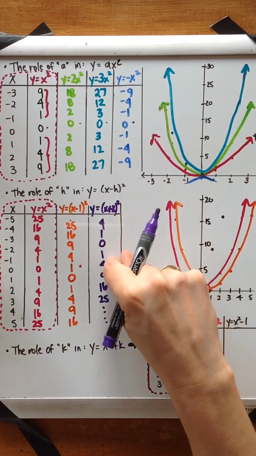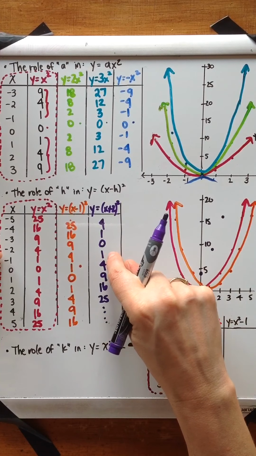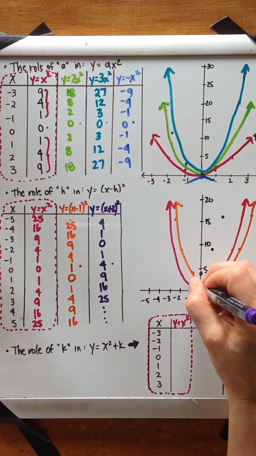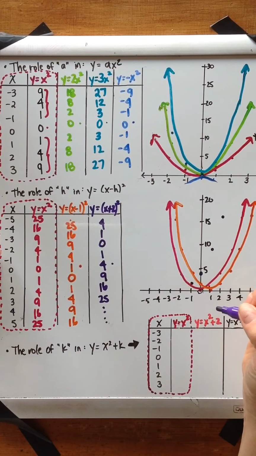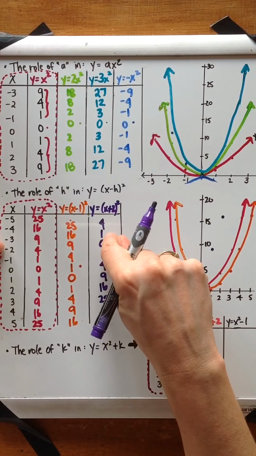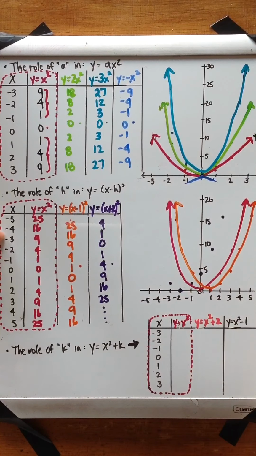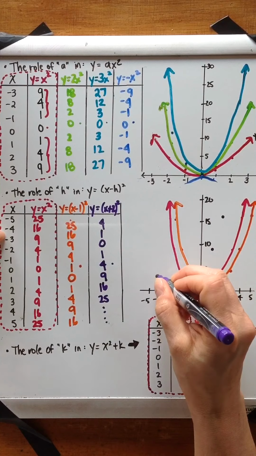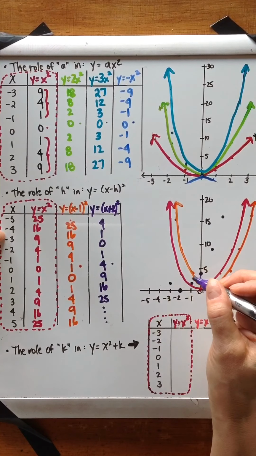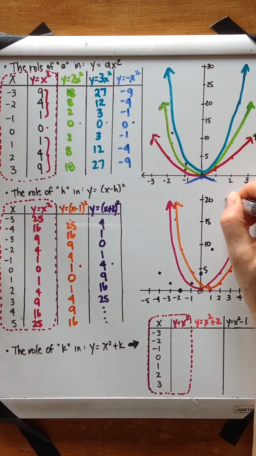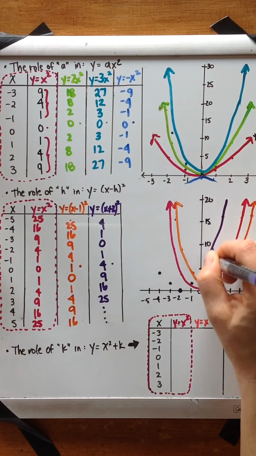Let's go back and do these ones now. I'm going to go over negative 1 up 1. That'll put me there. And then over negative 2 up none, right on the x-axis. To the left 3 up 1. To the left 4 and up 4. So here it is.